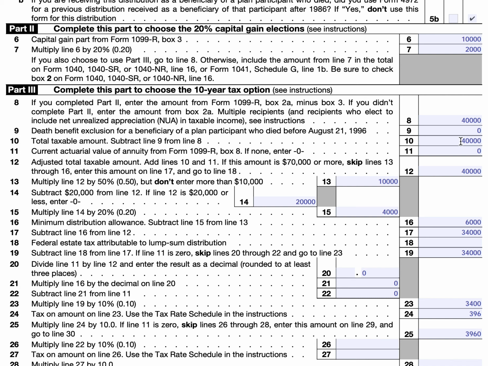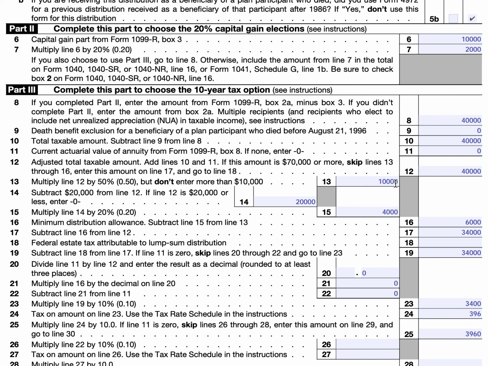In line 11, there is no actuarial amount of annuity. We'll just say that wasn't in there. But if there was one in your situation, it'll be in box 8 on your Form 1099-R. And then you'll add those two amounts to arrive at the adjusted total taxable amount. So if this amount is $70,000 or more, then you'll skip all the way down to line 17. You'll enter that amount in line 17 and then go to line 18. Our amount is $40,000, so we're going to go through lines 13, 14, 15, and 16.